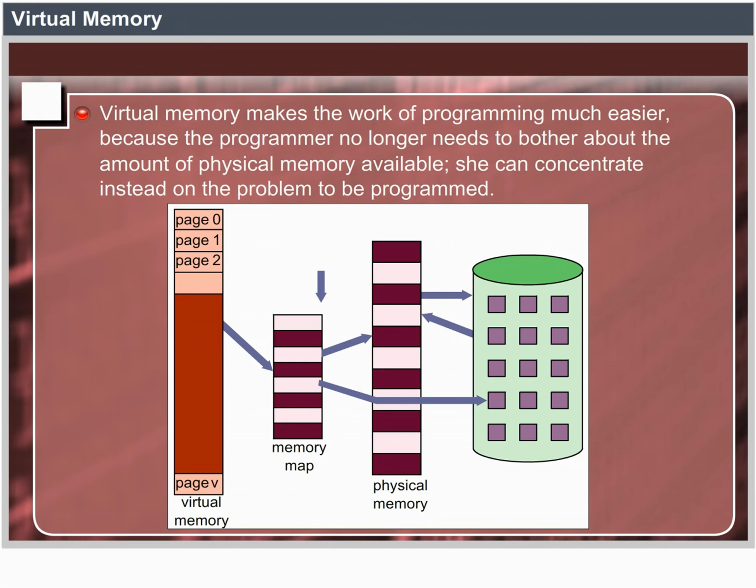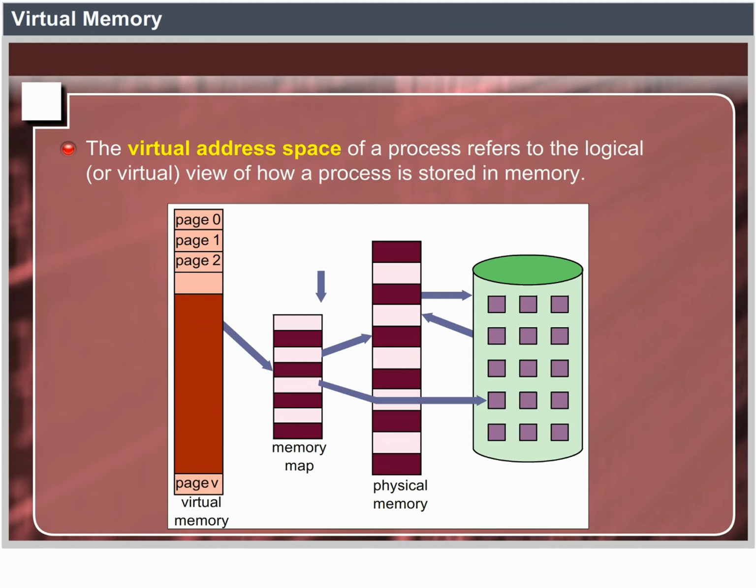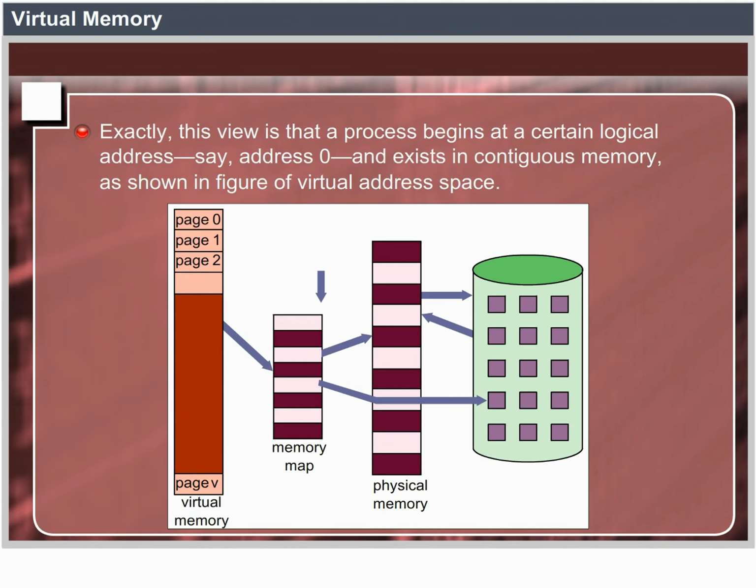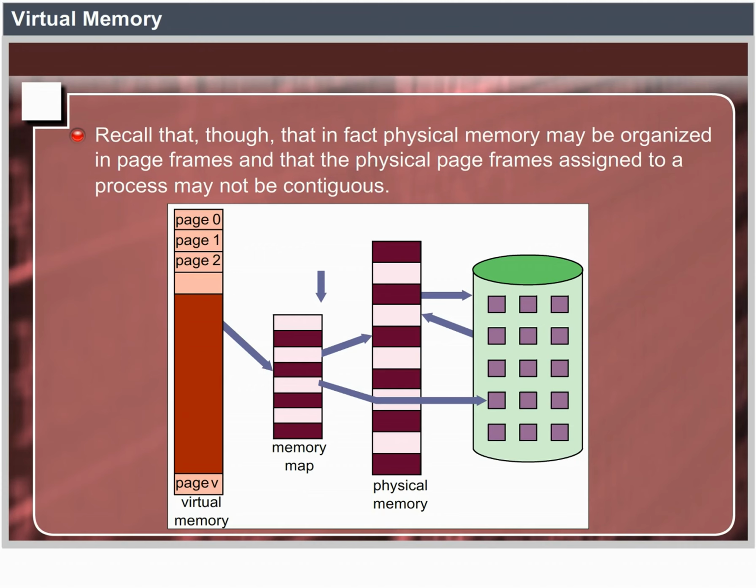The virtual address space of a process refers to the logical or virtual view of how a process is stored in memory. Typically, this view is that a process begins at a certain logical address, say address 0, and exists in contiguous memory as shown in the virtual address space. Recall that in fact physical memory may be organized in page frames and that the physical page frames assigned to a process may not be contiguous. It is up to the Memory Management Unit, MMU, to map logical pages to physical page frames in memory.